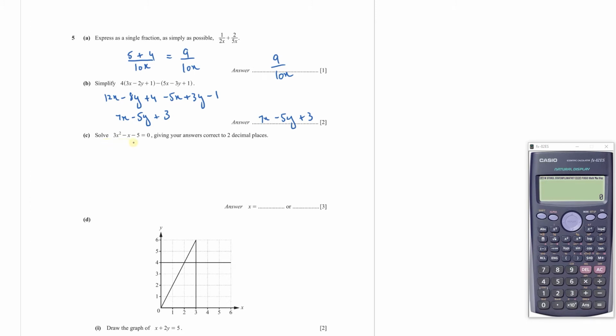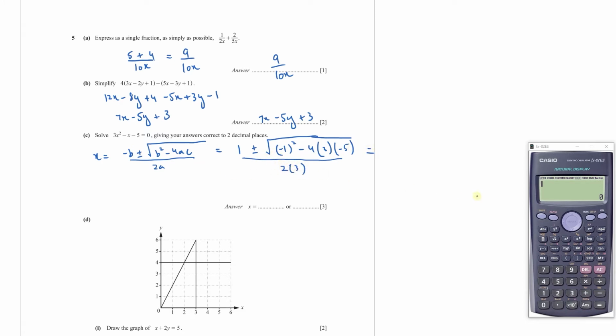Part C is solve 3x squared minus x minus 5 equals 0, giving your answer correct to two decimal places. So we can use the quadratic formula, which is minus b plus minus square root of b squared minus 4ac over 2a. So let's substitute the values. B is minus 1, so minus b will be plus 1, plus minus square root of minus 1 squared minus 4 into 3 into minus 5, and then whole divided by 2 times a, which is 3.